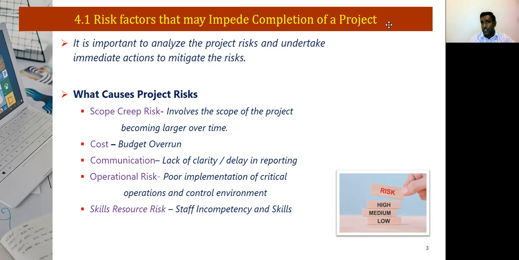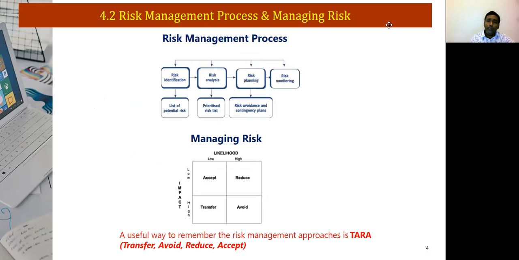So for example, if the project team does not have application knowledge of a particular software, or if they are not trained enough, then it could lead to a resource risk. It is also important for us to understand, when it comes to risk, whether the risk is high, medium, or low. How do we manage risk?